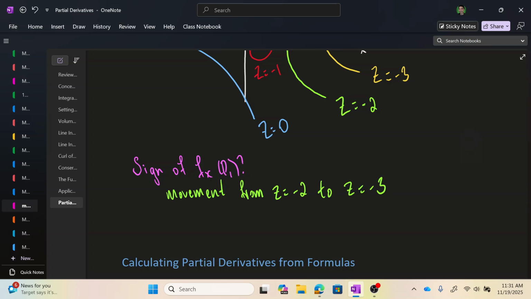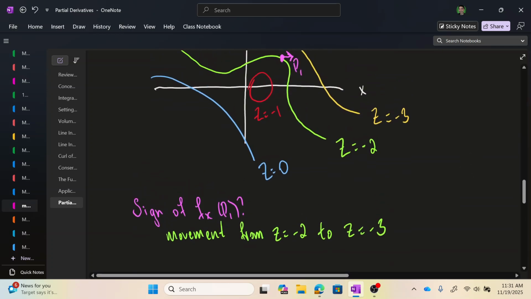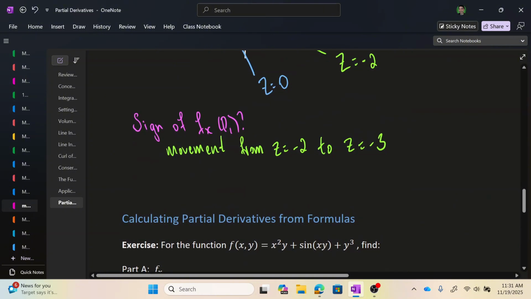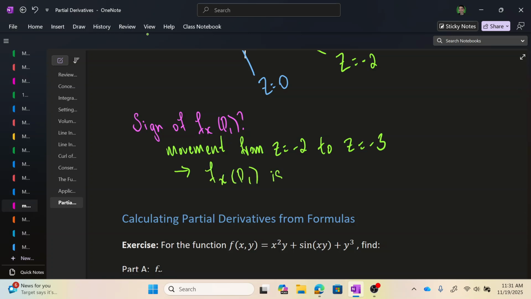As a result, moving in this direction causes my z values to decrease, going from a negative value to an even more negative value. Because the z values are decreasing as a result of this movement, I would conclude that this partial derivative calculated at this location is negative. Negative because the outputs went down.